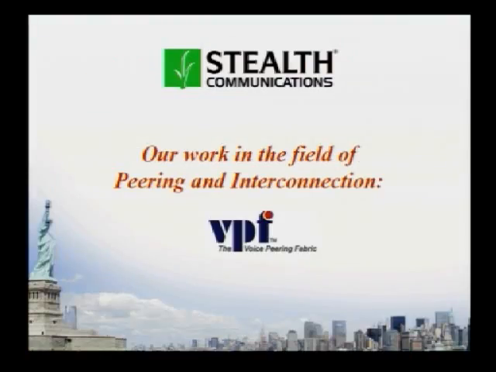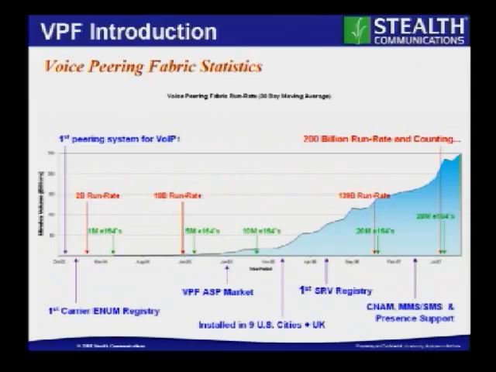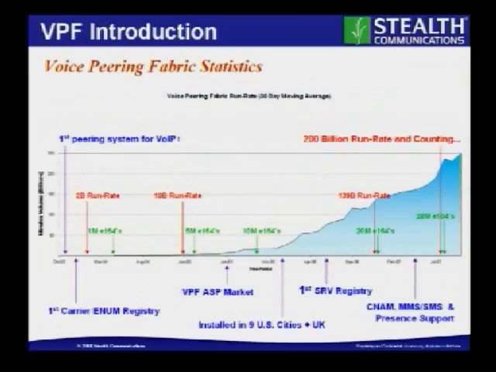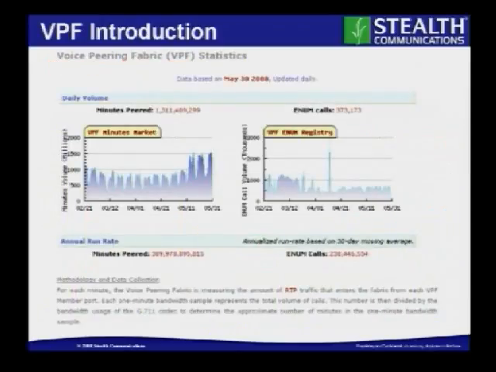In our company, we operate a system called the Voice Peering Fabric, so I'll talk to you a little bit about what we've done in this area. Since the launch of the VPF in 2003, we launched the first production ENUM system and the first peering system for voice over IP traffic. VPF is divided into a number of categories, which I'll talk about. But yes, we've experienced phenomenal growth. Last year, we routed over 200 billion minutes. This year, we're projected to carry over 400 billion minutes.